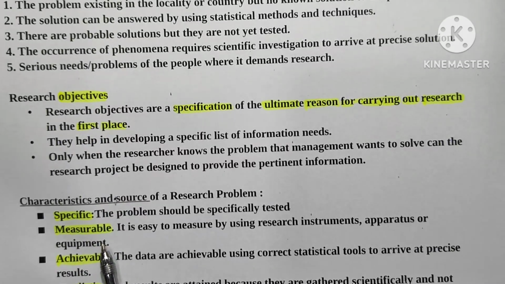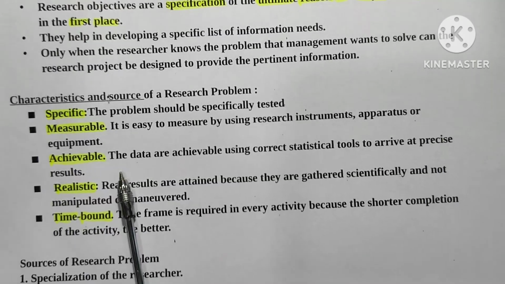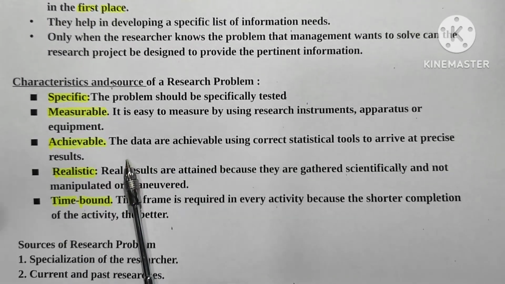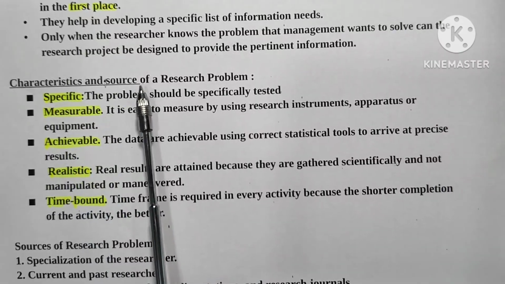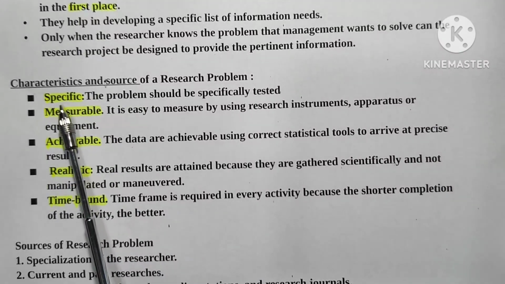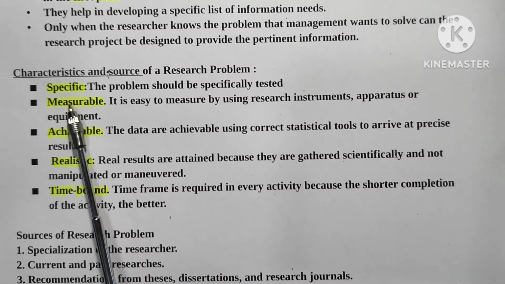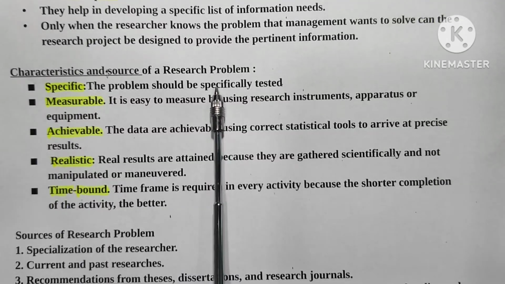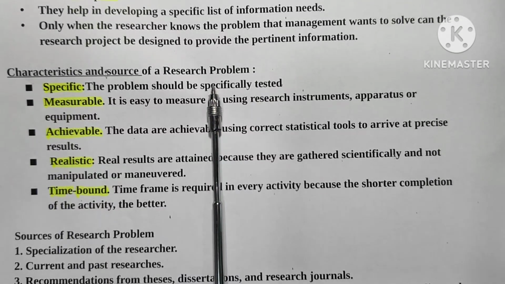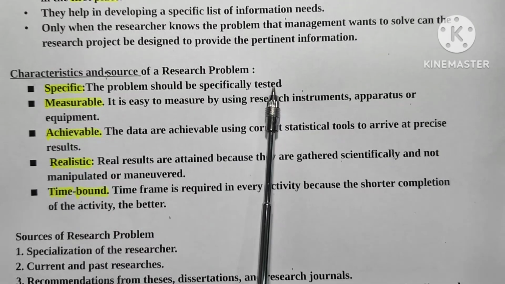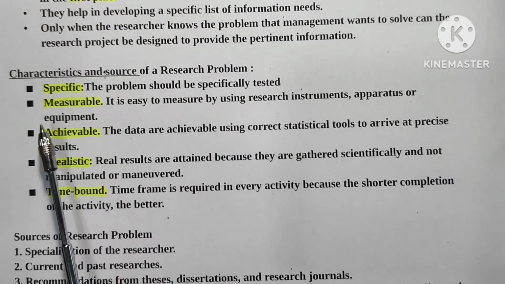Characteristics and sources of a research problem. What characteristics should a research problem or problem statement have, and what are its sources? The first characteristic is specific. The problem should be specifically tested. Exactly, specifically the problem which you want to study has to be tested. It is one of the characteristics.